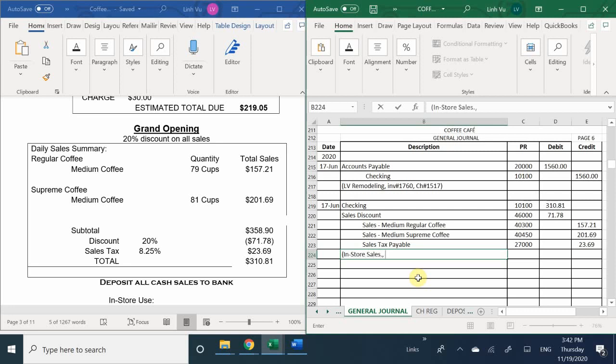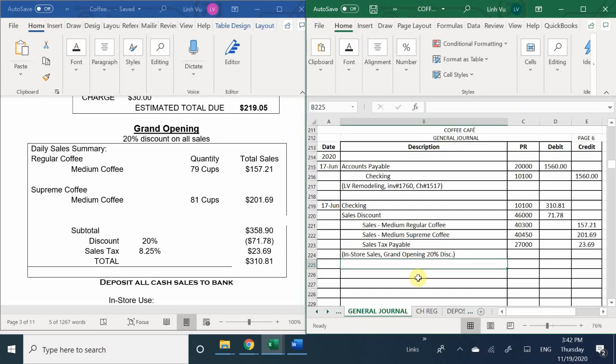And why? What was the reason why we had a discount? It's the grand opening, right? To entice our people to come in. So we do 20%. Okay. Good.